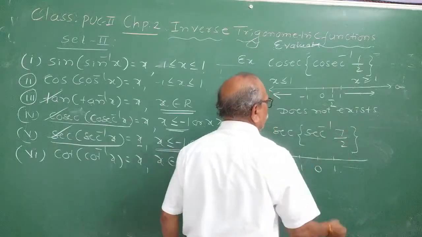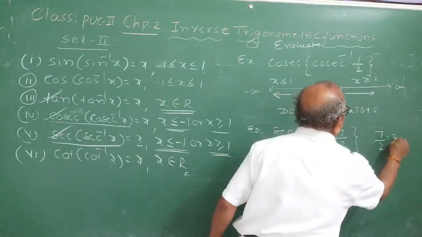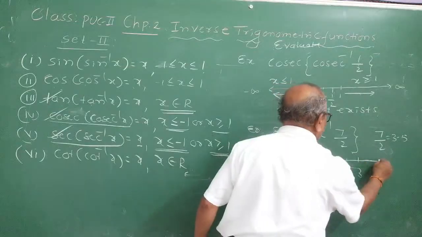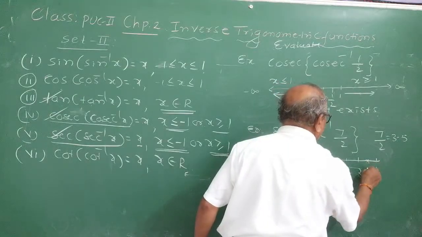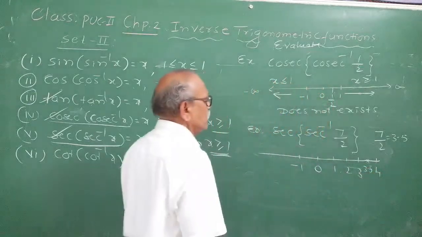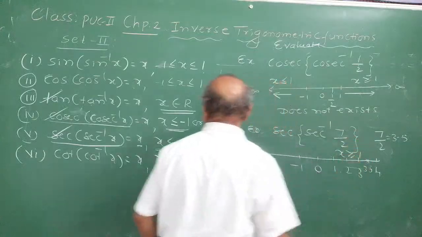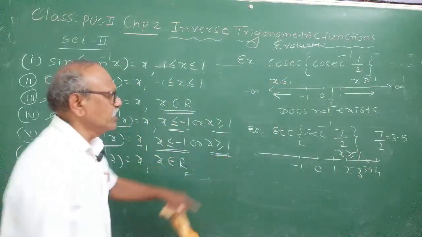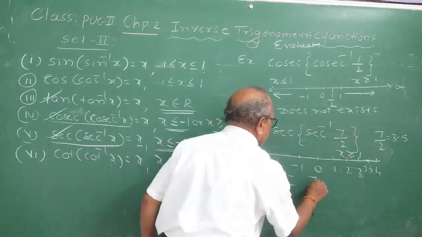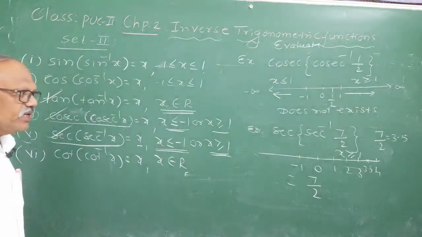What is 7 by 2? 7 by 2 is 3.5. Where does 3.5 come? 2, 3, 4. 3.5 comes between 3 and 4. Now check, is x greater than or equal to 1? Yes, x should be greater than or equal to 1. Now you can write the answer as sec of sec inverse 7 by 2 is 7 by 2. Yes, valid. I hope you are getting me.